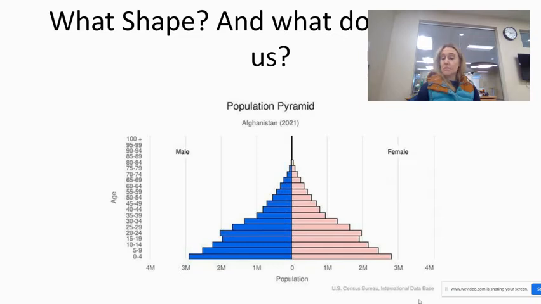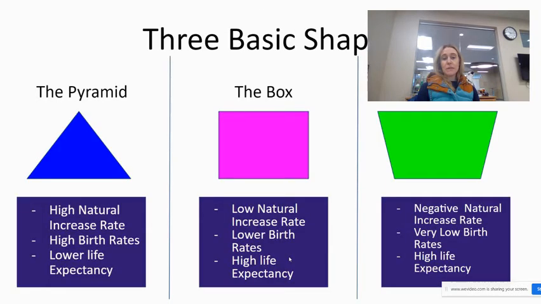If you said that this is a pyramid shape, you are right. In Afghanistan, a large portion of the population is down here, which means that they have a very young population. That's going to mean that they're going to have high natural increase rates, which means they're growing really fast. They have high birth rates, and they're probably going to have lower life expectancies.